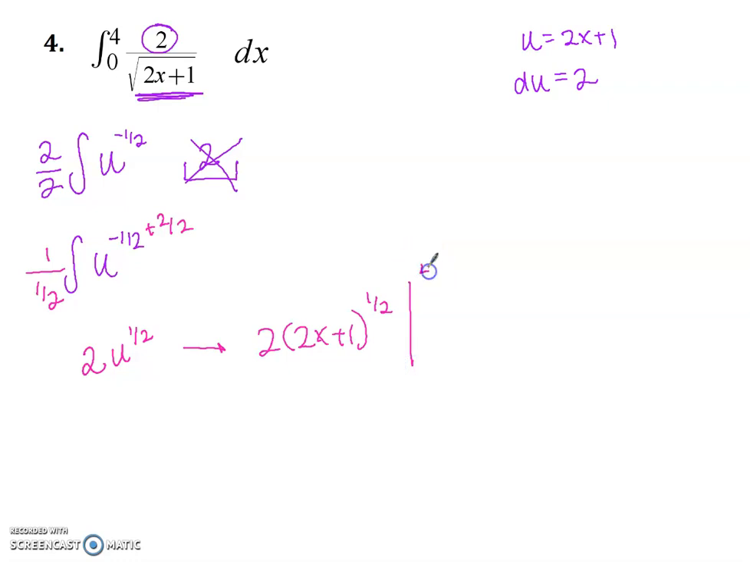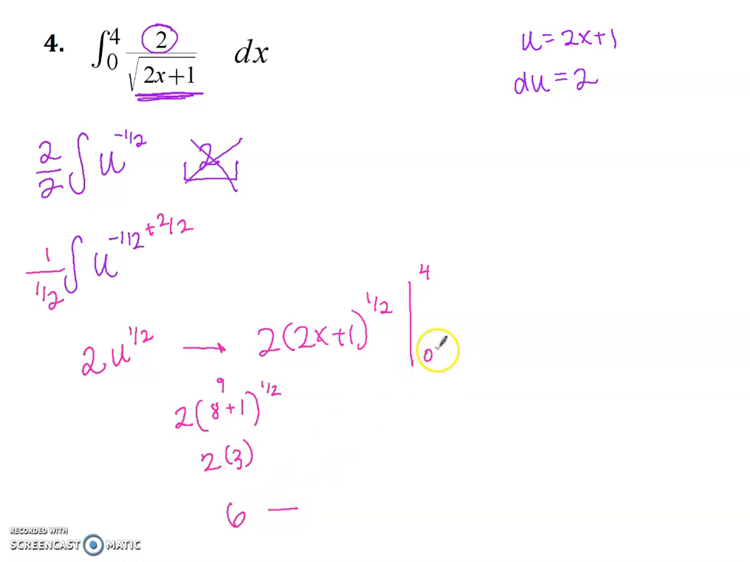Then I'm going to plug in 4, plug in 0, and subtract those two numbers. Always plug in the top number first. So that's going to be 2 times 4 is 8, plus 1, to the 1/2. 8 plus 1 is 9, so this is 9 to the 1/2, where 1/2 means square root. The square root of 9 is 3, so that's 2 times 3, which is 6.